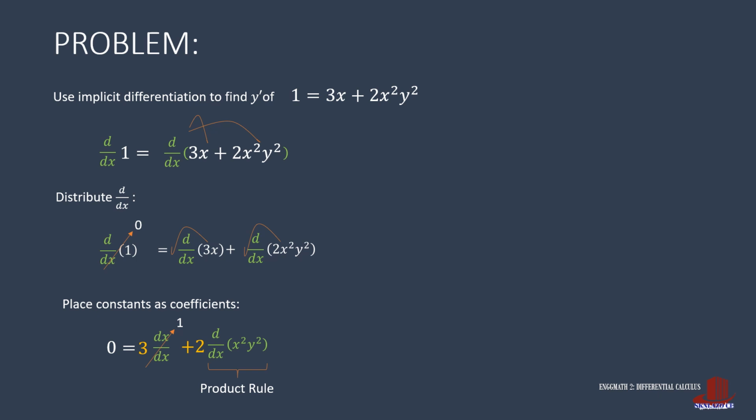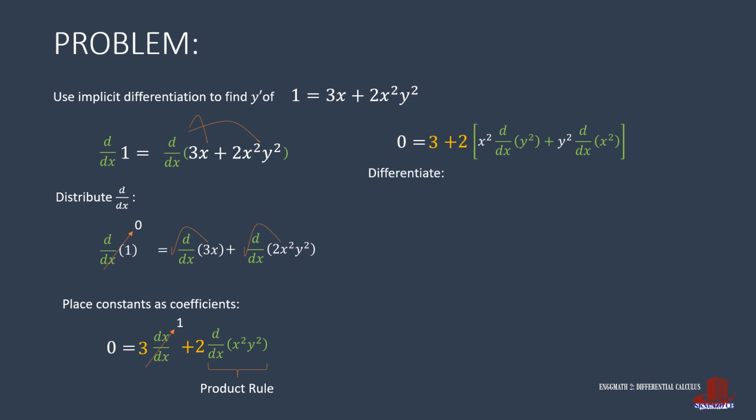The function then becomes 0 as the constant 3 with 2 of the whole binomial, the derivative of x squared times the derivative of y squared. Then add to this the second term y squared times the derivative of the first term x squared. This expanded binomial is the product rule.